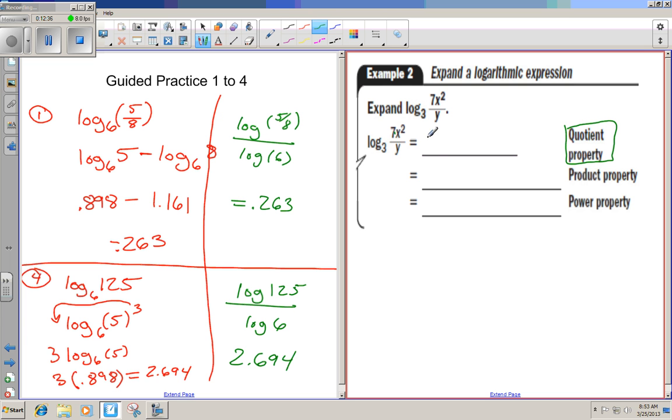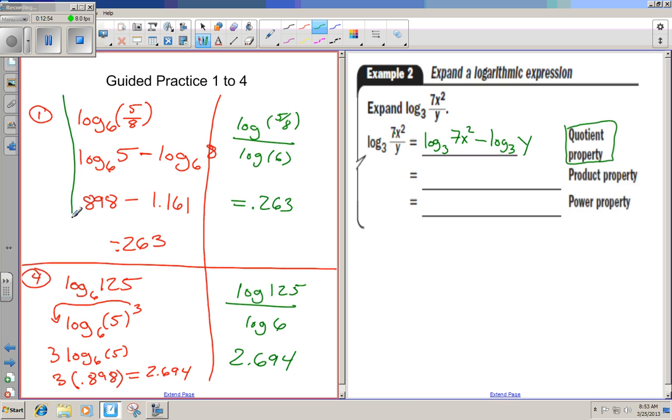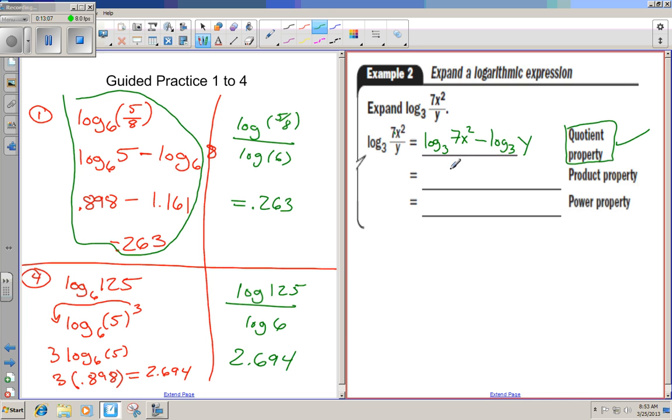So, quotient property says log base 3 of the numerator minus log base 3 of the denominator. It's this one right here. Right? That's why this is an important thing for us to know how to do. Yes, change of base formula would work very quickly each time, but we need to know that when there is a quotient or a fraction, it's log of the top minus log of the bottom. So that's what we did. We used the quotient property.